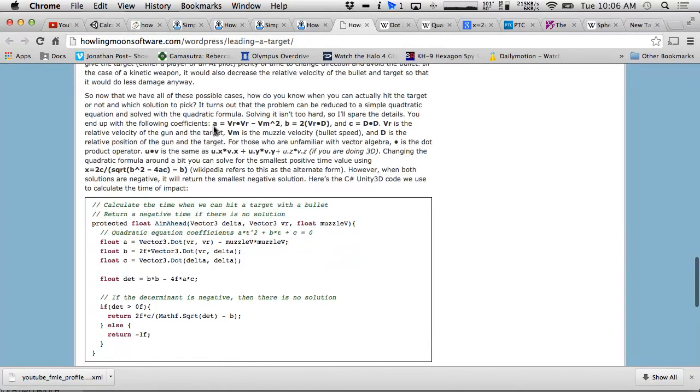But he just fudges over getting the coefficients. He just shows, these are the way you calculate the coefficients. Solving it isn't too hard. I'll spare the details. And I agree, it's probably not too hard when you know how.